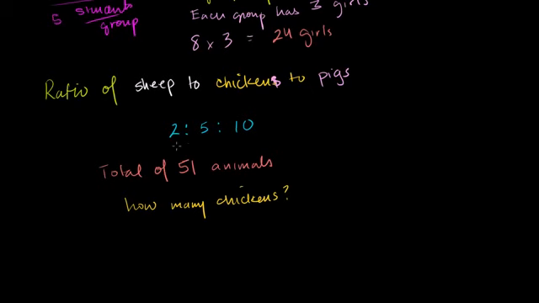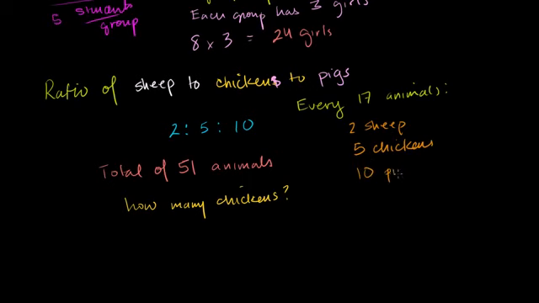Well, we do the same idea. For every 2 sheep, I have 5 chickens, and I have 10 pigs. That tells me that for every 17 animals, so every group of 17 animals, what do I have? Where did I get 17 from? I just added 2 plus 5 plus 10. So for every 17 animals, I'm going to have 2 sheep, 5 chickens, and 10 pigs.